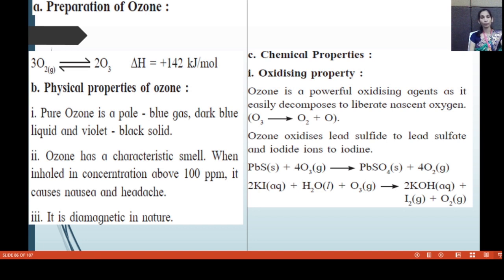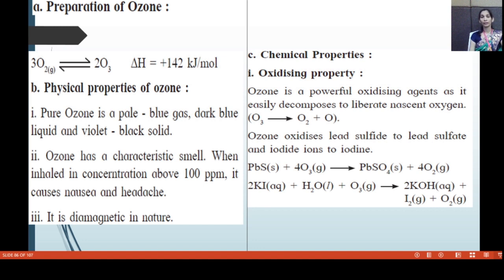There are different physical properties of ozone. Pure ozone is a pale blue gas, dark blue liquid, and a violet black solid. In these three states we get ozone. Ozone has a characteristic smell. When inhaled at a concentration above 100 ppm, it causes nausea and headache. It is diamagnetic in nature. These are the physical properties of ozone.